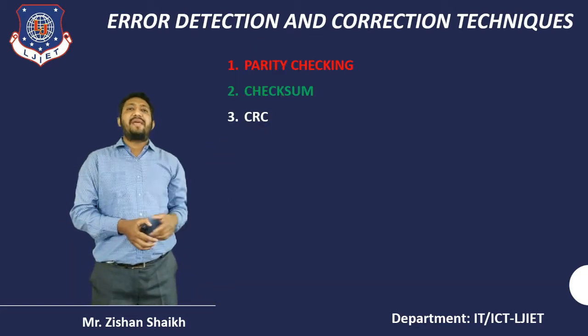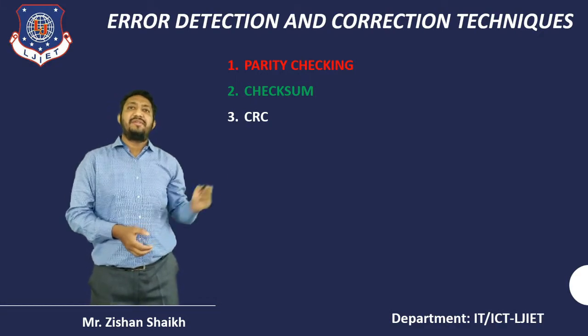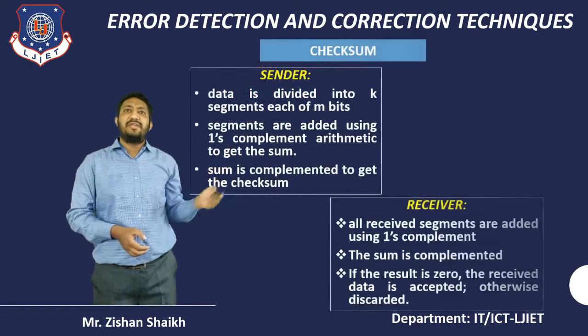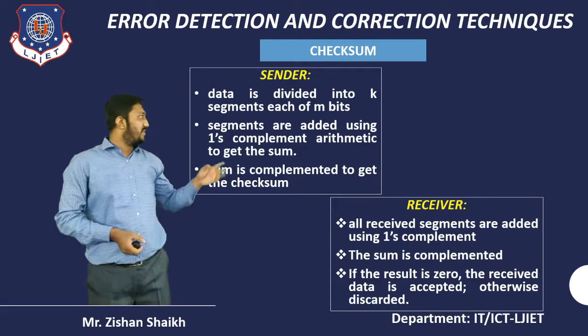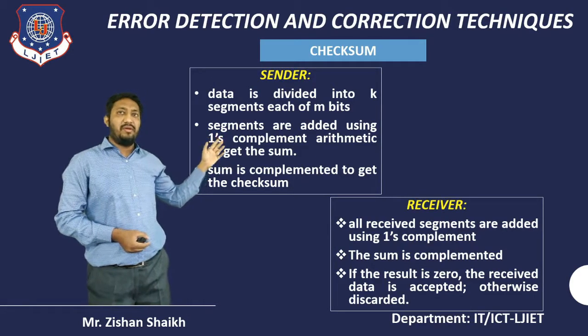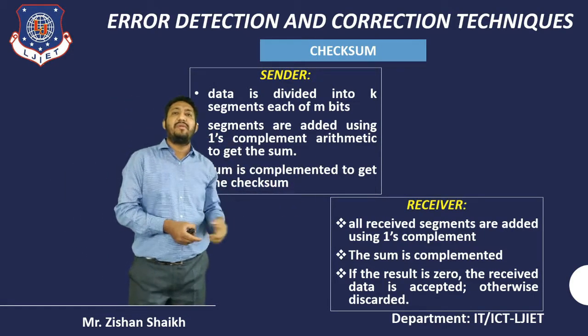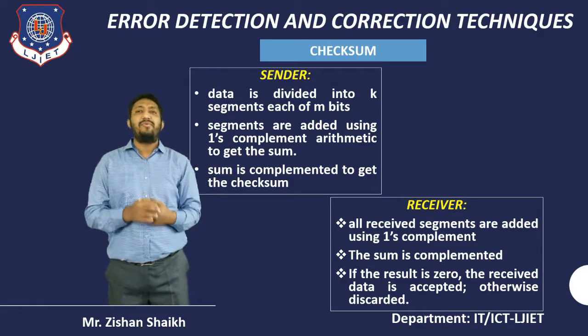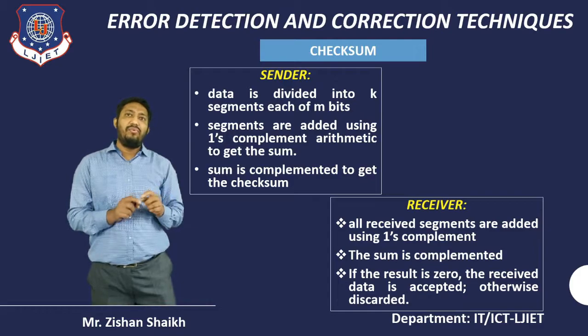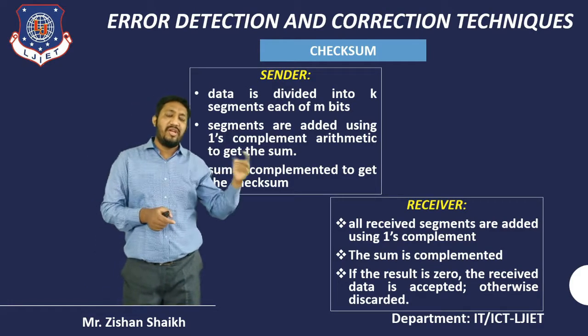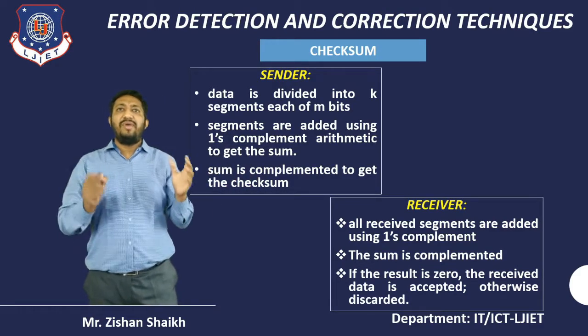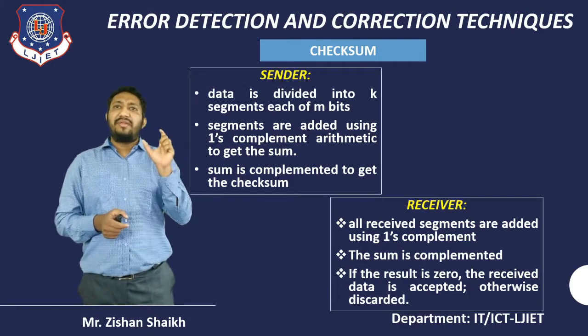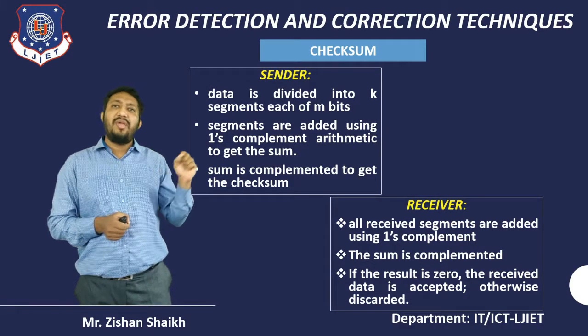Now we are moving to the second method of error detection, that is the checksum method. So let's understand the checksum method. For the checksum method there are two parts, sender and receiver. Let's understand both one by one. At the sender side, what happens? The whole data which we want to send from source to destination is divided into k segments of m bits.